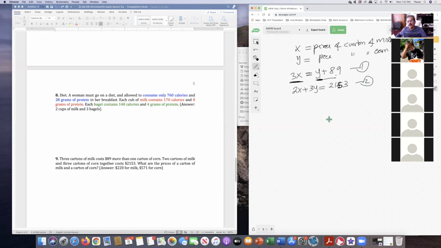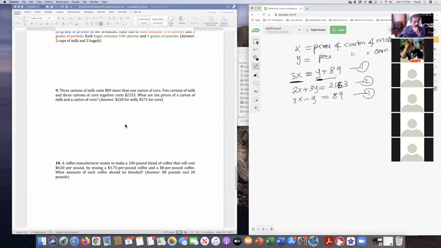To solve, you can use the substitution method. Then you have to divide by 3. If you divide by 3, you're bringing in fractions. So if you don't like that, then rewrite the first equation as 3x minus y equal to 89. Then you can use the elimination method now. To use the elimination method, you have to rearrange the first equation.